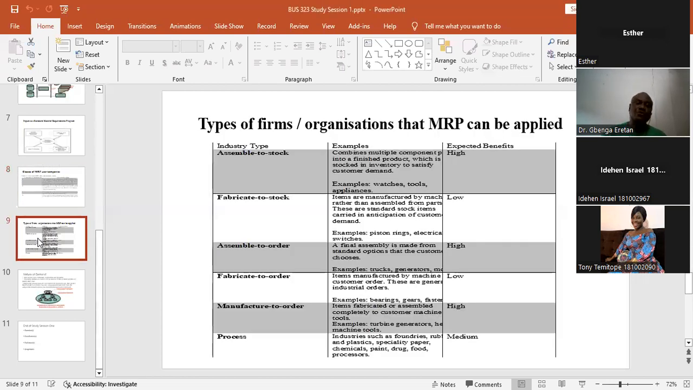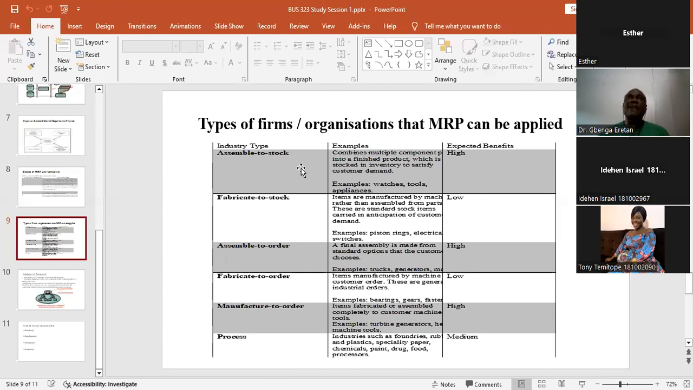We'll now move on to look at some types of companies or organizations where MRP is applied. Now, you look at the first one, assembly to stock. This type of company only assembles products. When they assemble the product, they can now sell, and that will become their product. You see people that go to China or travel abroad, they import the parts of bicycle.